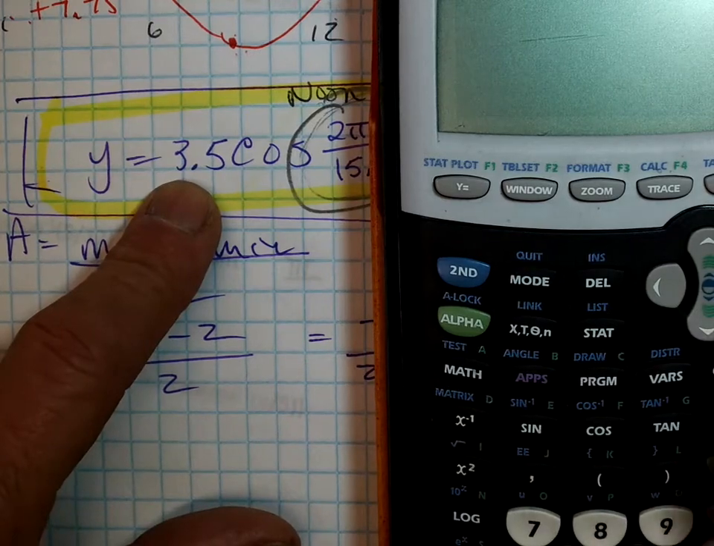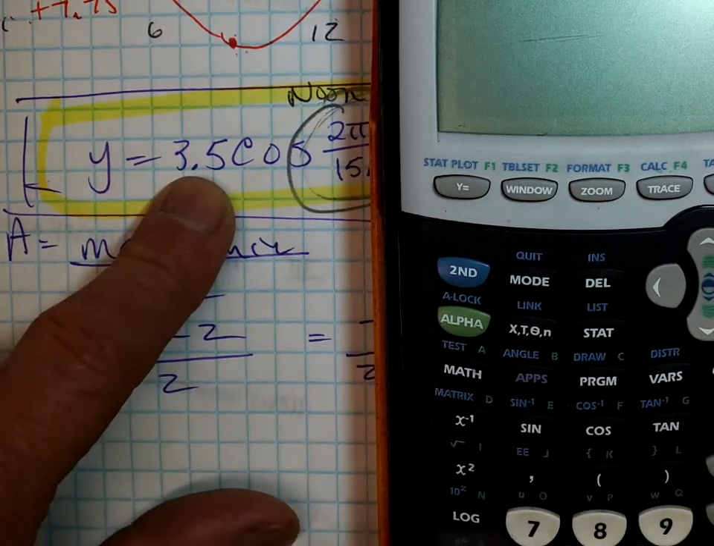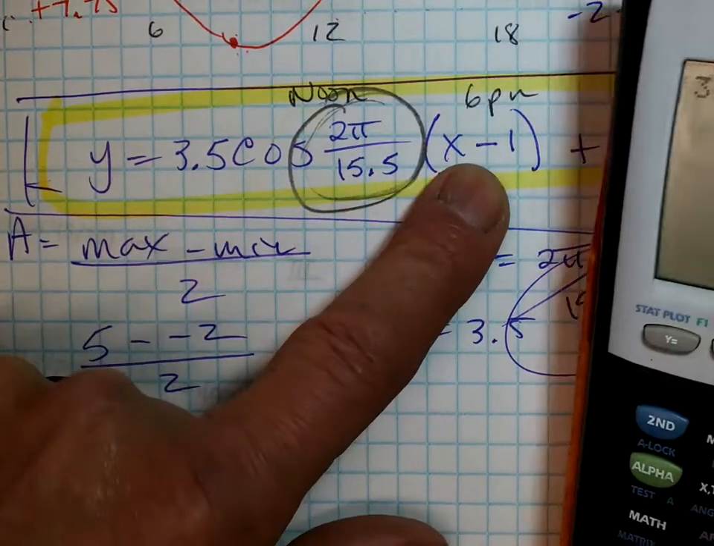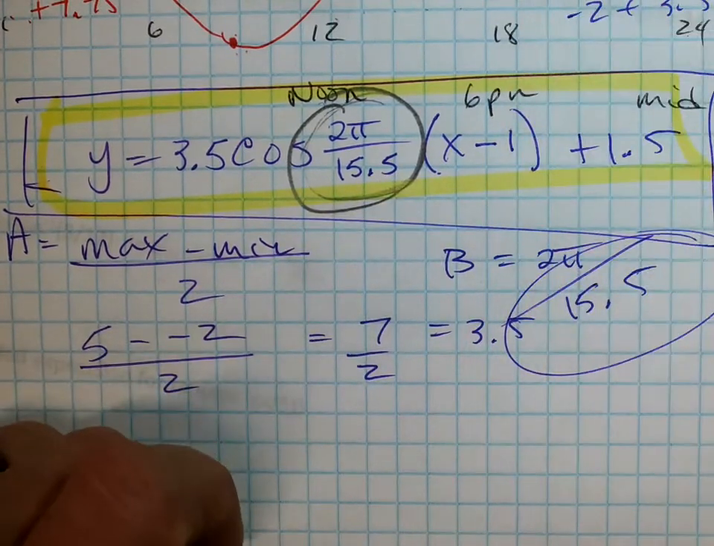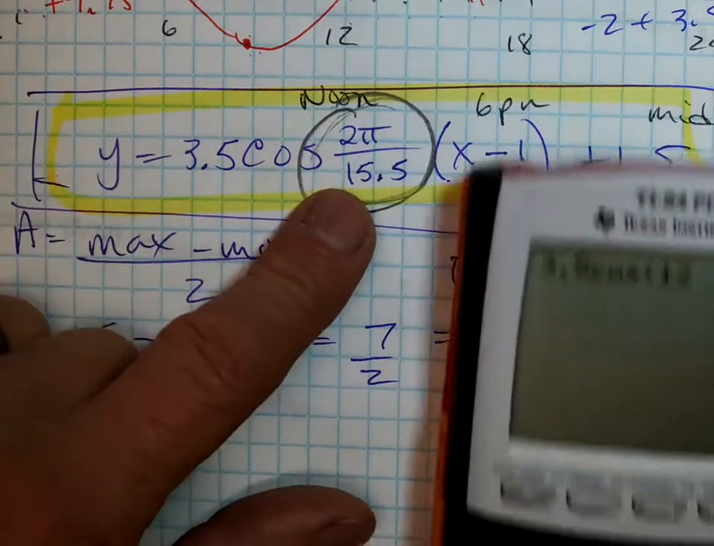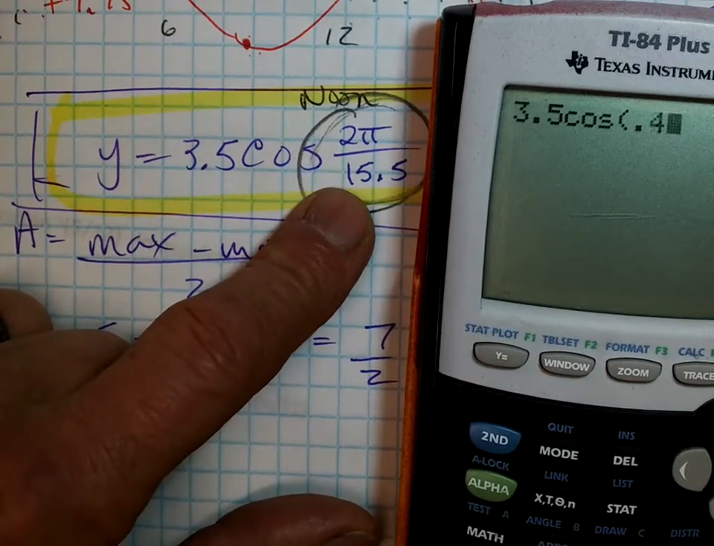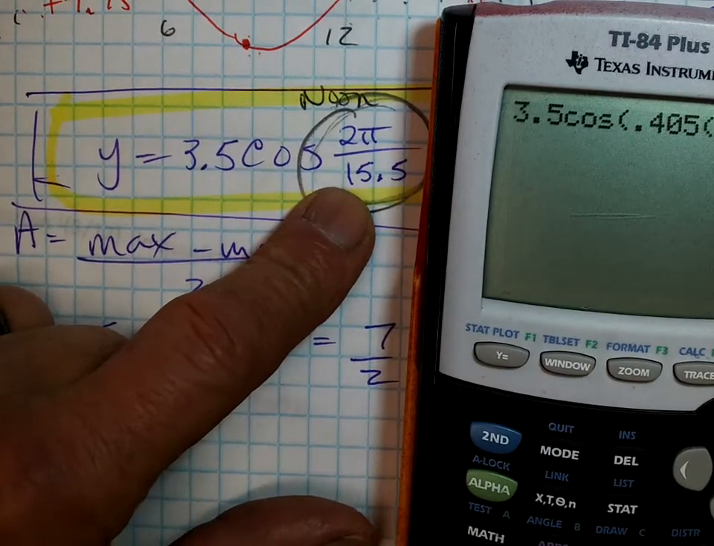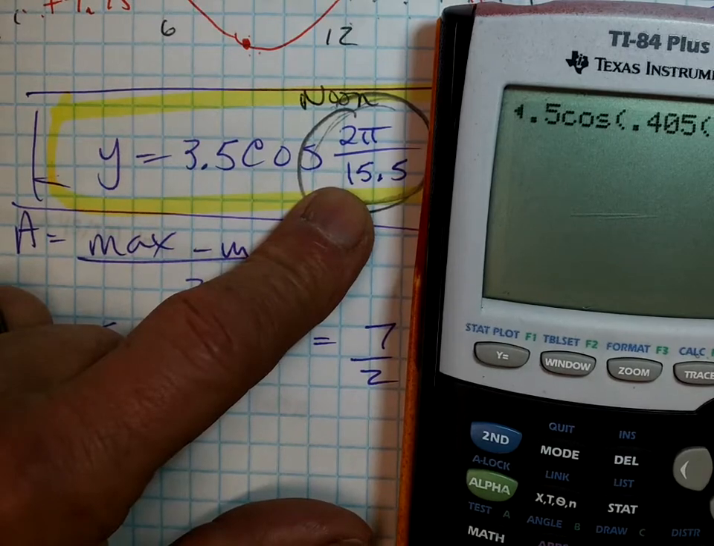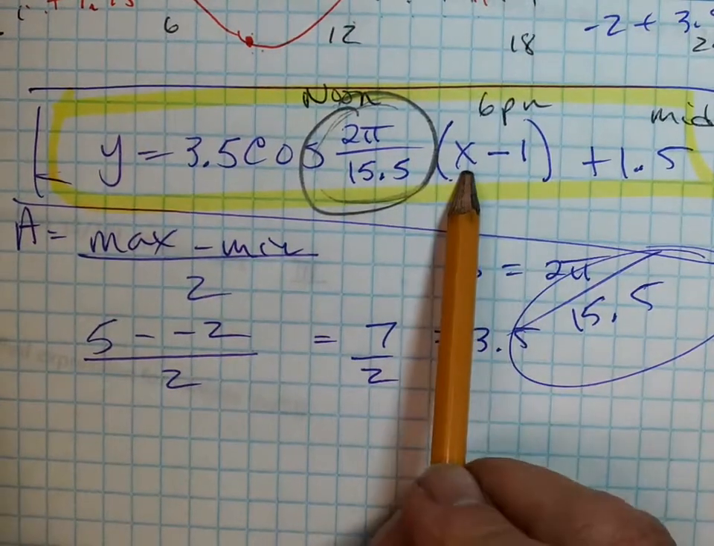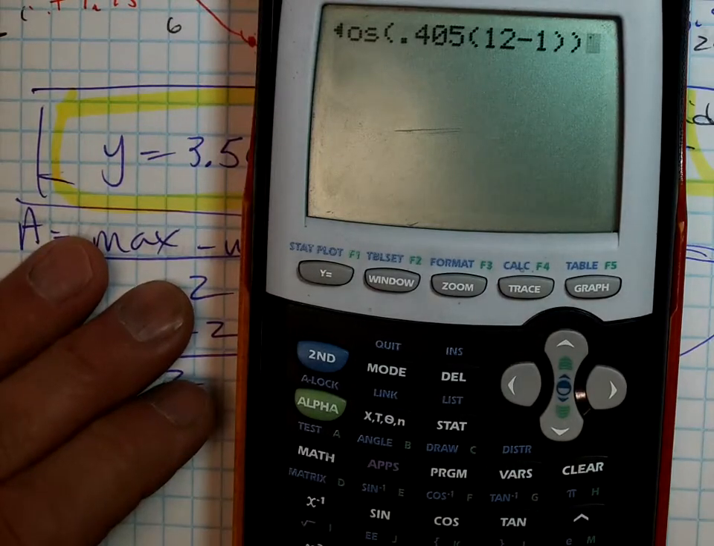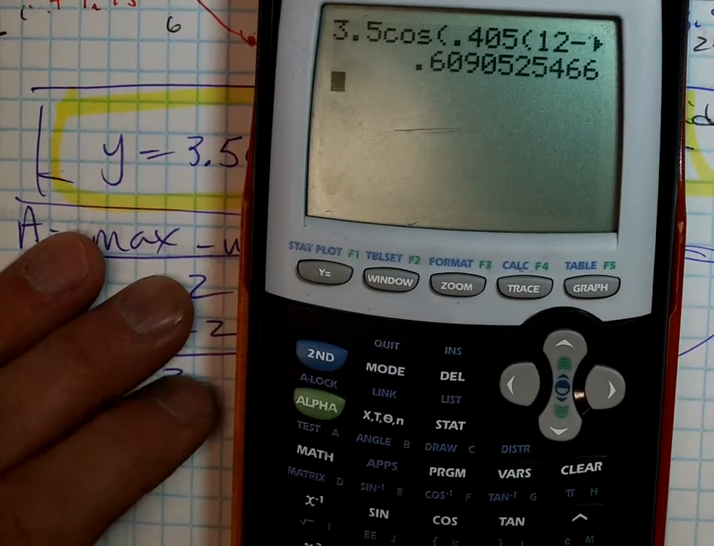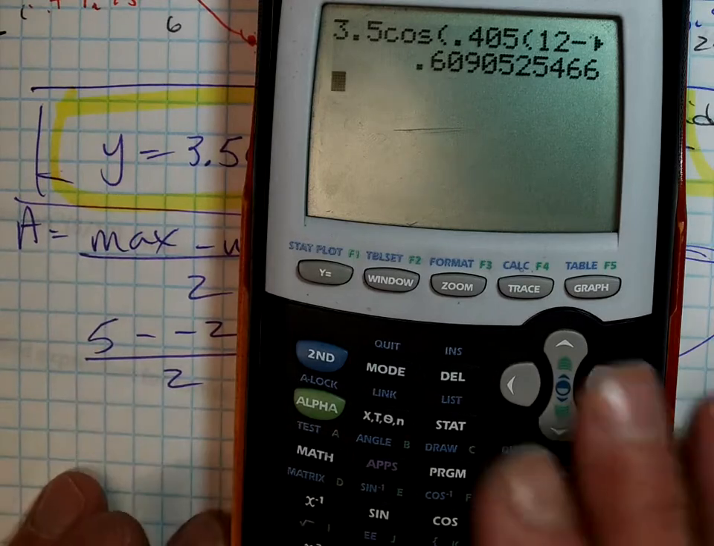3.5 cosine of 12. I'm going to put 12 in because that's my... Oh, let me back up. I need my number. Hold on. What was it again, Jaden? 0.405. Parentheses 12 minus 1, because I plugged in my 12 right there, right? Double parentheses plus 1.5, and I get an answer about 0.61.